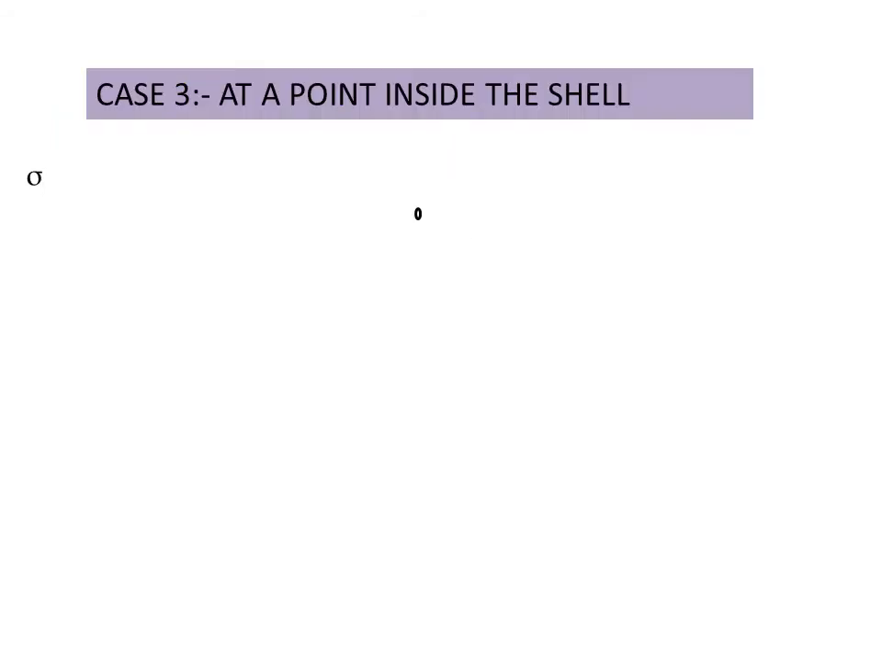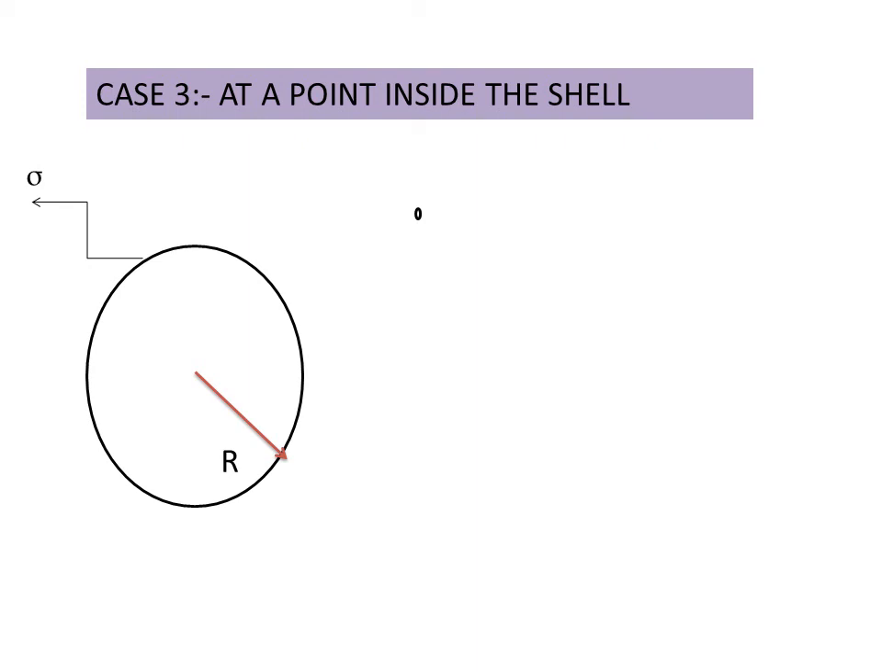Now let us consider the third case at a point inside the shell. So here we are going to find the electric field at a point inside the shell. Here we have the shell of radius capital R and surface charge density sigma. We are going to take a point S inside the shell. It is at a distance small r from the center of the shell. Now let us draw a Gaussian surface through S.